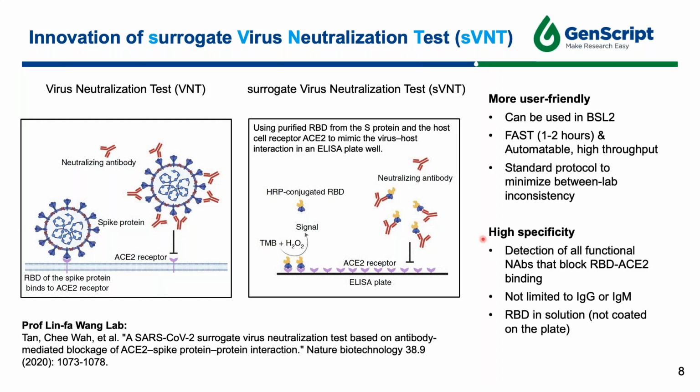This assay is much more user-friendly and can be used in a biosafety level 2, and the assay can be completed in 1 to 2 hours, and is also automatable and more suitable for high-throughput applications and mass testing. And because of the standard protocol we use, the between-lab inconsistency is minimized. The assay is also highly specific in detection of all functional neutralizing antibodies that can block the RBD-ACE2 binding. And the detection is not limited to certain isotypes such as IgG or IgM.